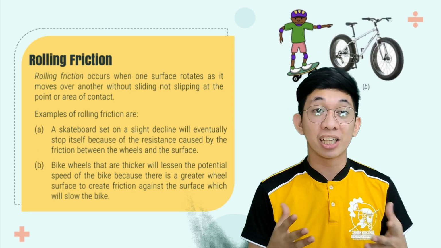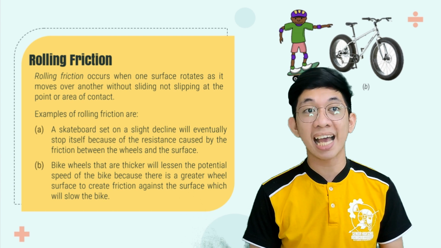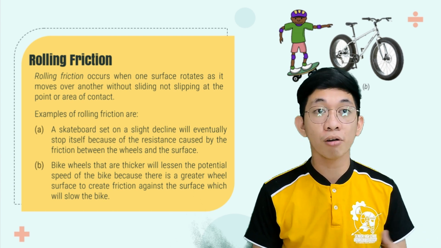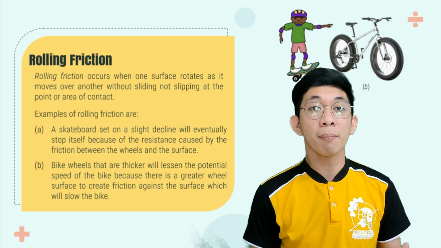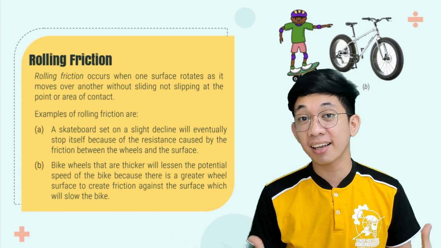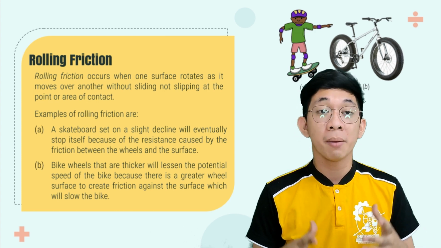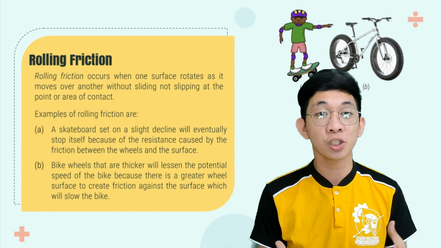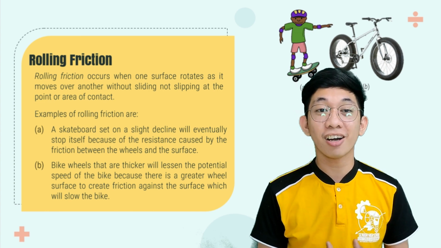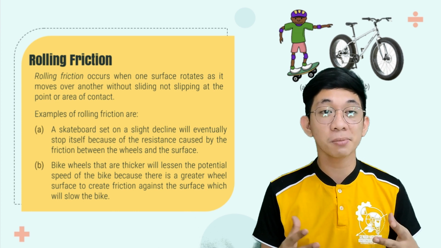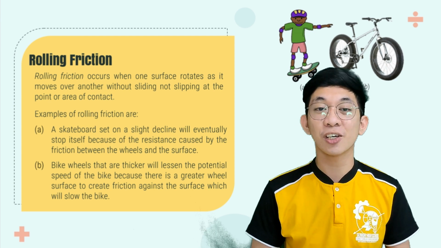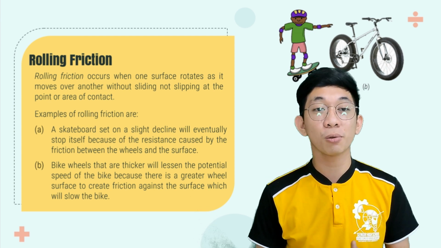Rolling friction. It occurs when one surface rotates as it moves over another without sliding or slipping at the point or area of contact. Examples of rolling friction are: letter A, a skateboard set on a slide and glide will eventually stop itself because of the resistance caused by the friction between the wheels and the surface. Letter B, bike wheels that are thicker will lessen the potential speed of the bike because there is a greater wheel surface to create friction against the surface, which will slow the bike.